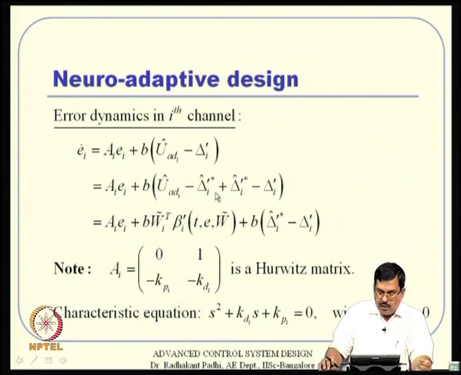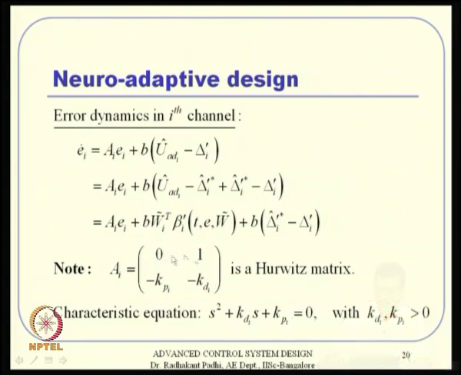Now, we will add and subtract this quantity here, and then this is nothing but my system dynamics for this part of it. And remember A, as I told you at that time, is a Hurwitz matrix, because the characteristic equation is like that with the gains being positive. So, it is certainly going to be a Hurwitz matrix.